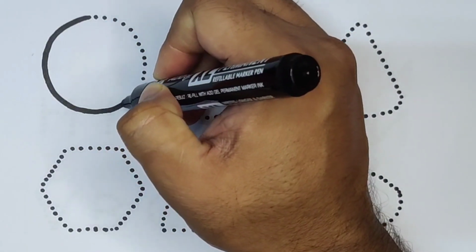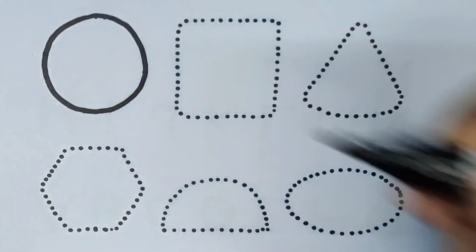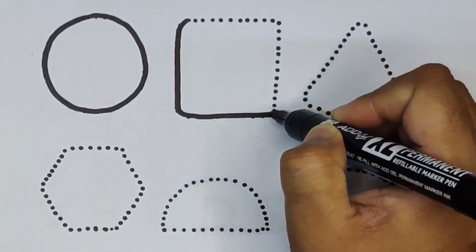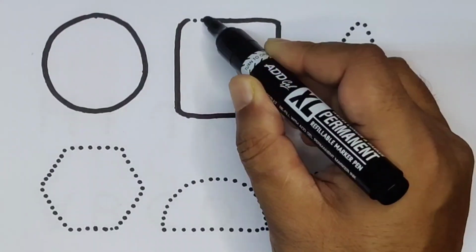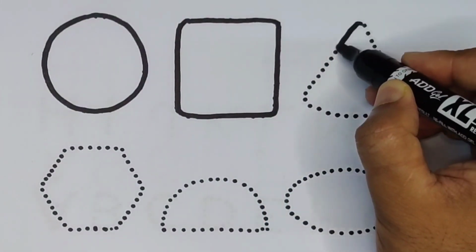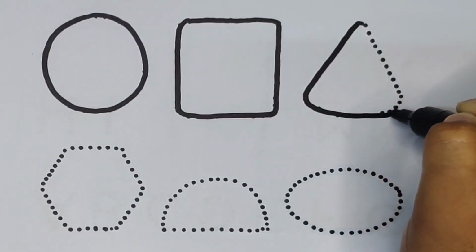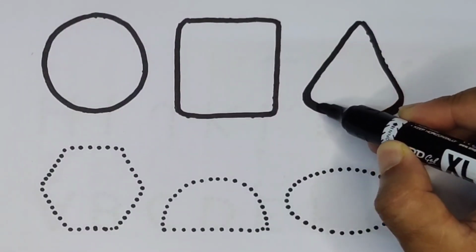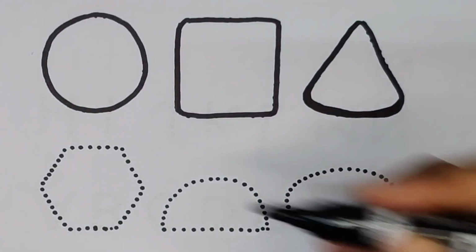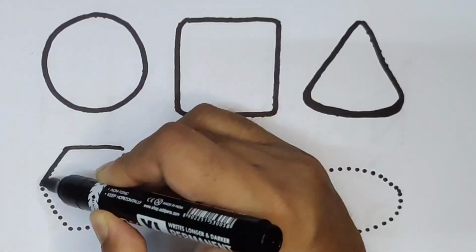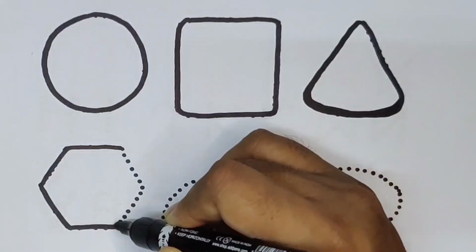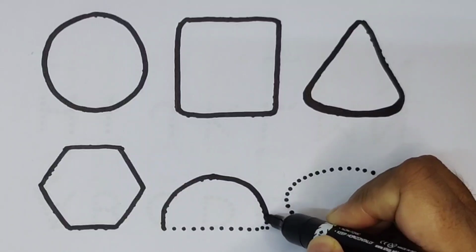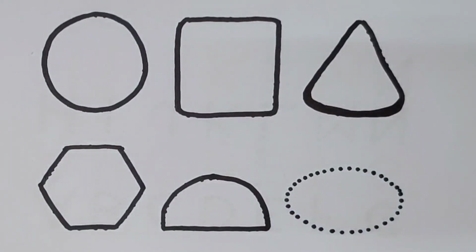Circle, square, triangle, next hexagon, next semicircle, next oval.